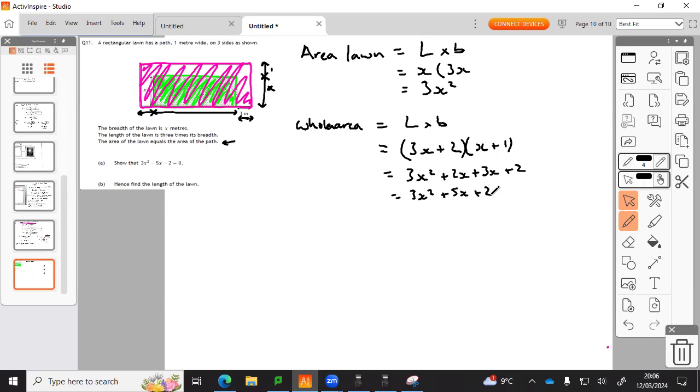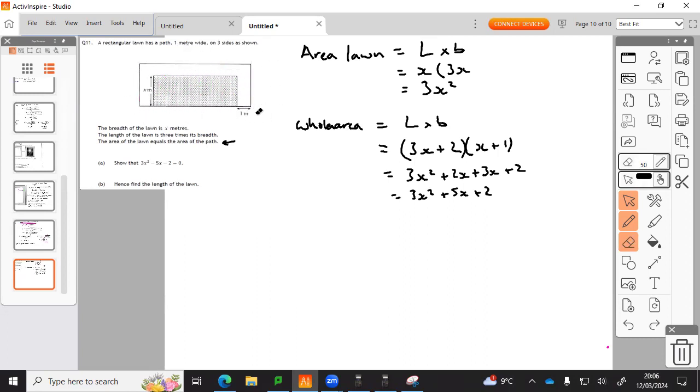However, that's the area of the whole thing. It's asking you for the area of the path. Area of the path is the whole thing minus the area of the lawn. So the area of the path is just that bit there. And I think this is genuinely the easiest way to do it, unless I'm missing something.